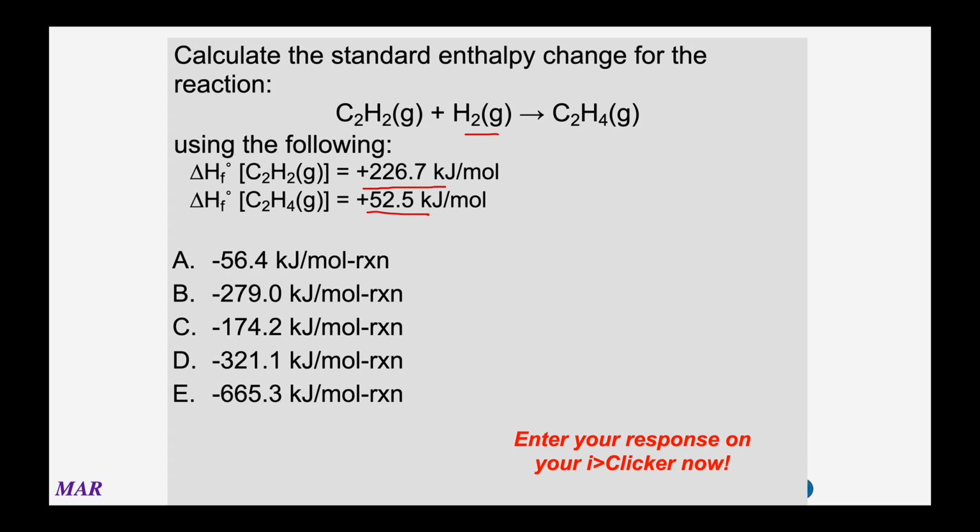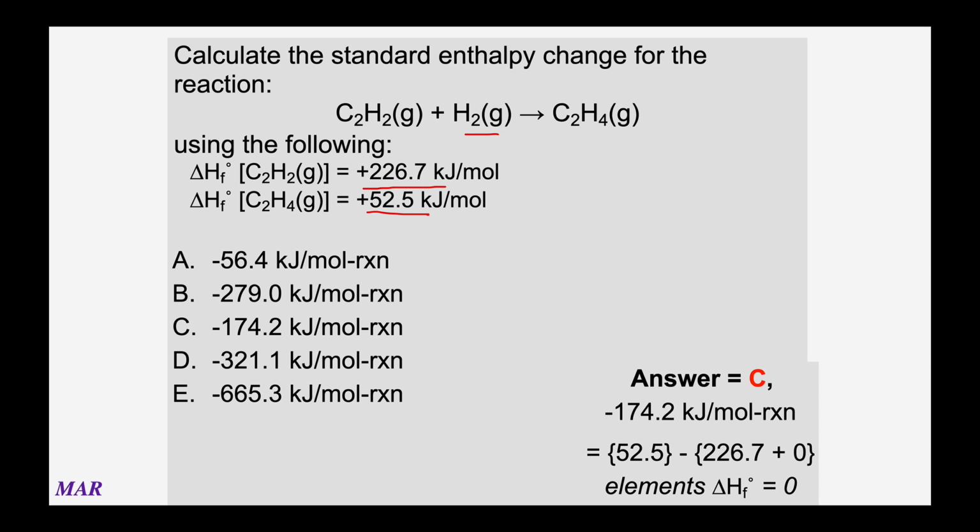This is just to remind you that the elements in their standard states are 0. So usually if something is missing, that probably means it's 0, okay? And the H2 is definitely 0. So the C2H4 52.5 minus 226.7 minus 0, hydrogen's nothing, negative 174.2 is the answer. So again, hydrogen, like oxygen, like sodium metal, like graphite, like any element in its standard state, is just equal to 0.